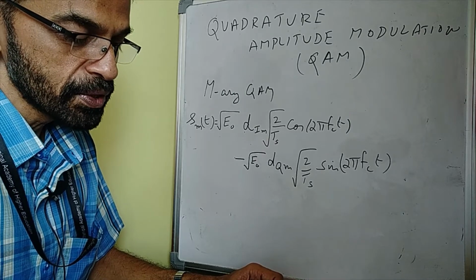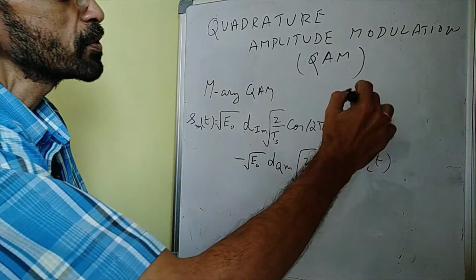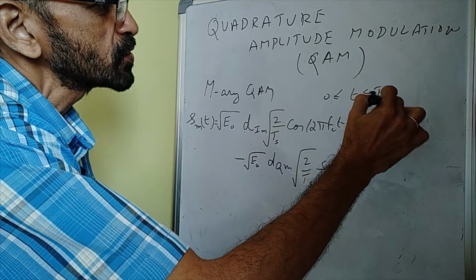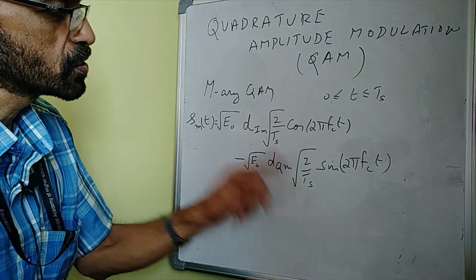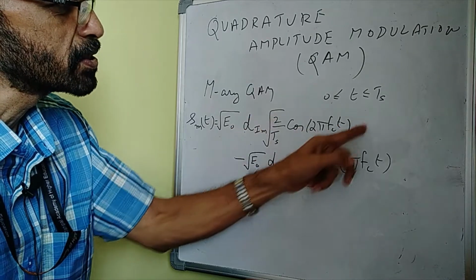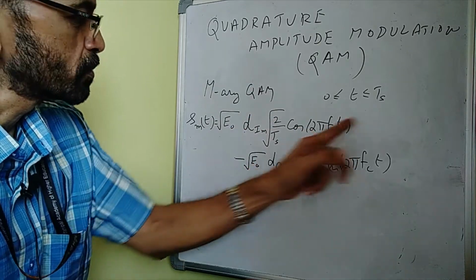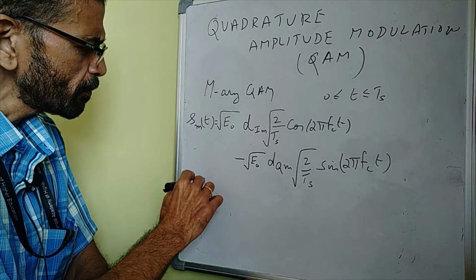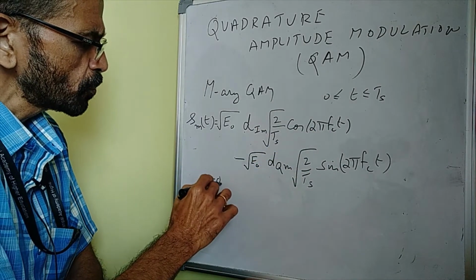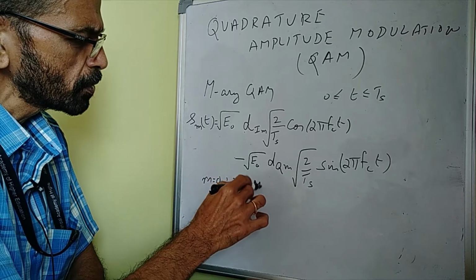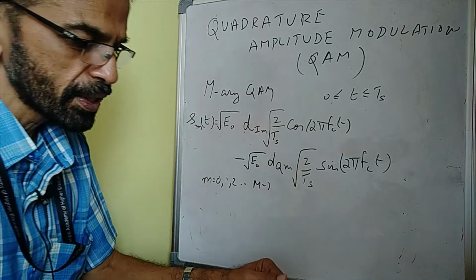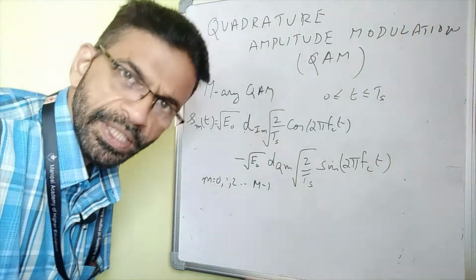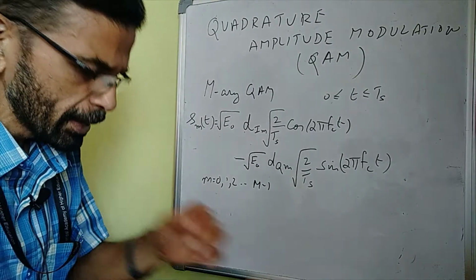And of course t, small t, is for 0 to Ts, and that tells what this Ts is, and of course this is there to normalize the energy, and this also plays the same function. And of course m is 0, 1, 2 up to M minus 1. So this is what an M-ary QAM signal looks like. We can express an M-ary QAM signal like this.